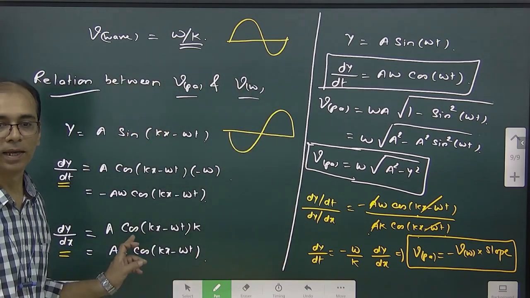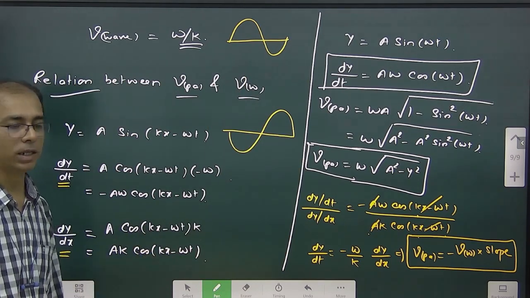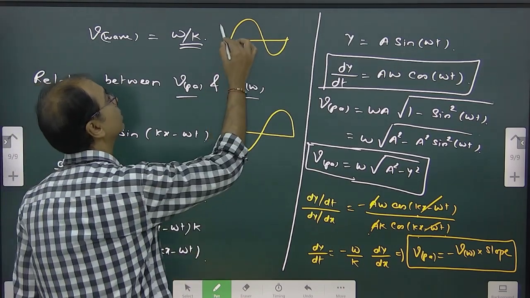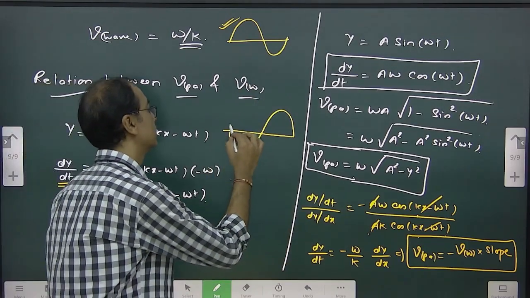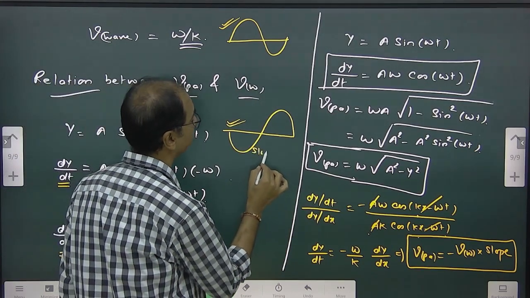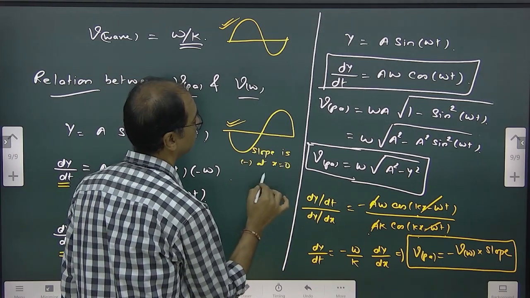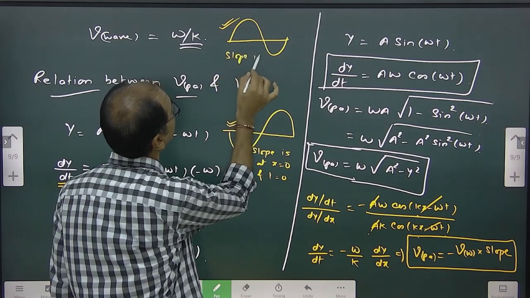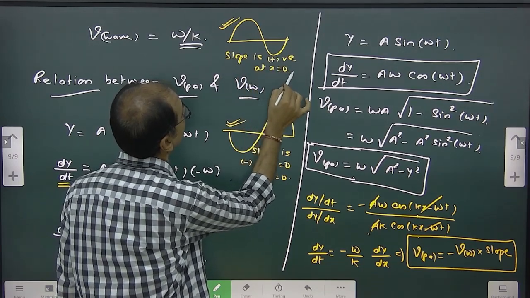Okay. If at x equal to 0 and t equal to 0, when you keep x equal to 0 and t equal to 0 here, the slope comes out to be positive, then this is the wave. If it comes out to be negative, then this is the wave. Okay. So here the slope is negative at x equal to 0 and t equal to 0. Here the slope is positive at x equal to 0, t equal to 0.